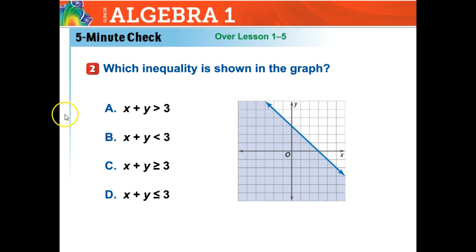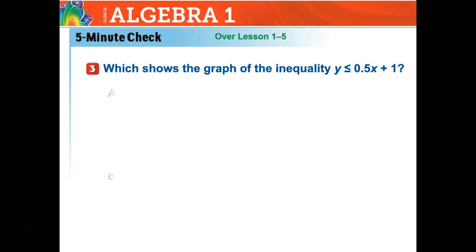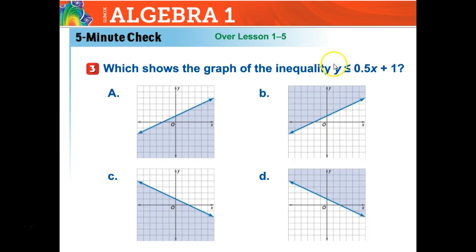Okay, solid line. Therefore, it cannot be A or B. Must be one of the equals. It goes through 3, so there's your inequality. We're really just seeing, does it shade above or below? It shades below, therefore it's less than. So again, it's below, solid, so it cannot be B or D. Your slope is positive, so it's A.